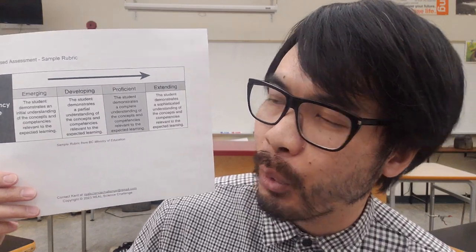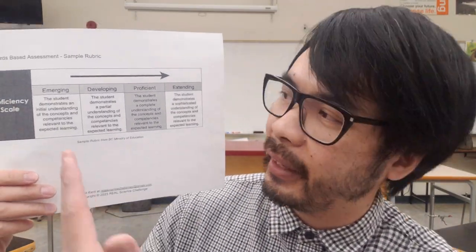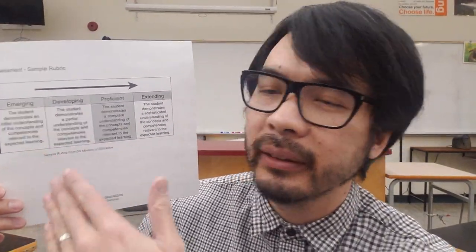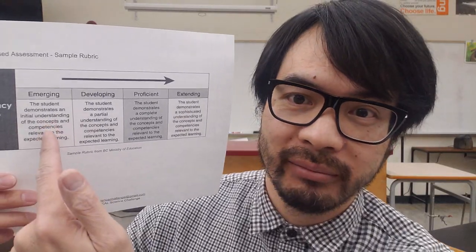Now, quick refresher. In SBA, students are assessed on a 4-level proficiency scale, starting at emerging, then to developing, proficient, and finally extending. The misconception that students can't fail comes from the misguided idea that all students start at emerging, that basically all students have a basic ability at performing a skill, so long as they attempt to perform a task, regardless of how horribly they may have performed it.